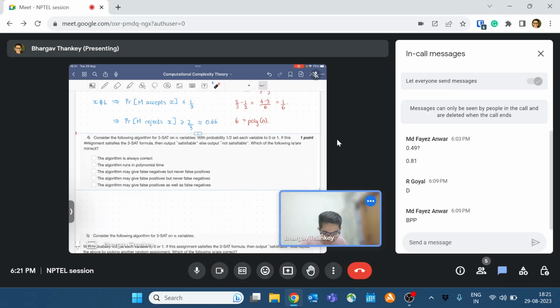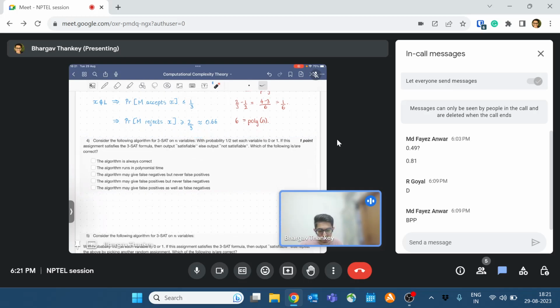Let me move it here. The algorithm is always correct. The algorithm runs in polynomial time. The algorithm may give false negatives but never false positives. The algorithm may give false positives but never give false negatives. And the algorithm may give false positives as well as false negatives. So which of these are correct?